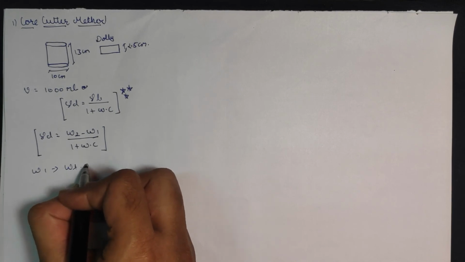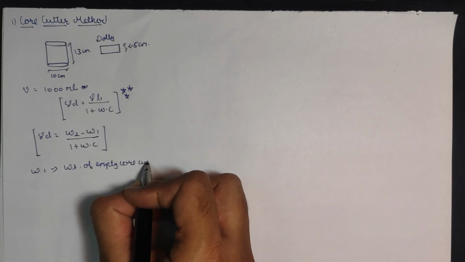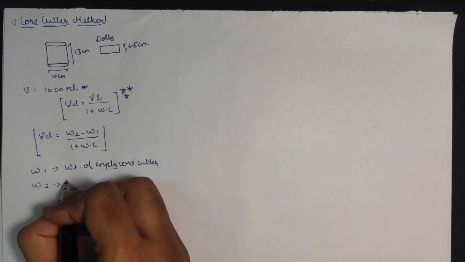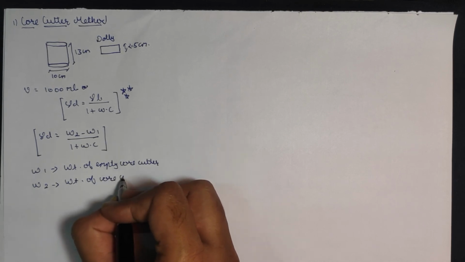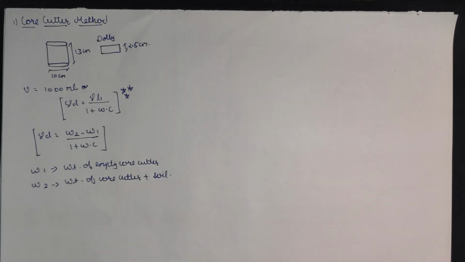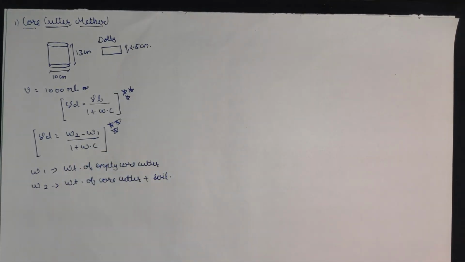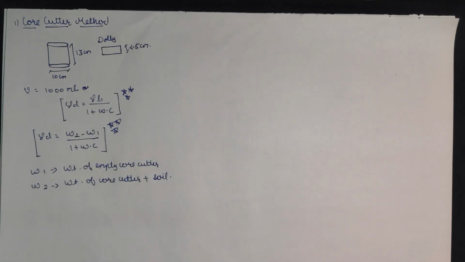whereas W1 represents weight of empty core cutter and W2 represents weight of core cutter with soil. So it is simple as this, guys, but both the formulas are important, and we should be remembering this formula. Also the dimensions of the dolly and the core cutter may also be helpful in the examination.